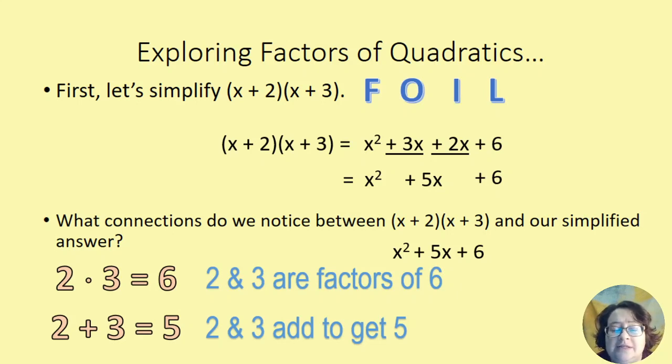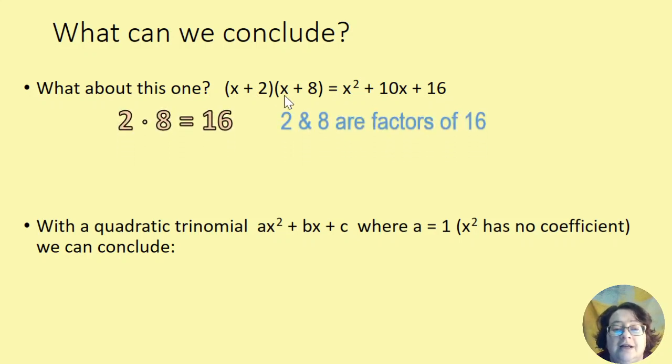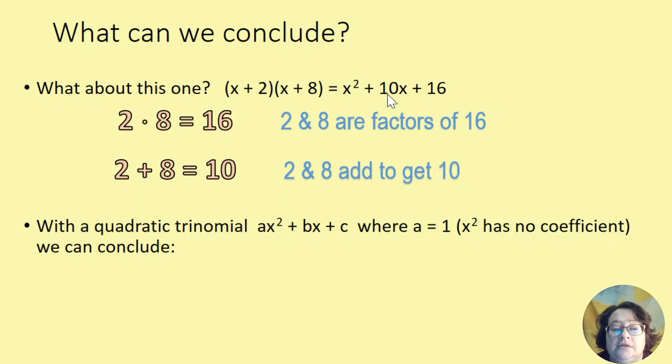Let's see if that works the same way for another example. Here we have x plus 2 times x plus 8, and we have our answer already for us, x squared plus 10x plus 16. Well, 2 and 8 do multiply together to get 16, our last number. And 2 and 8 also add together to get 10, our coefficient of x here in the middle.